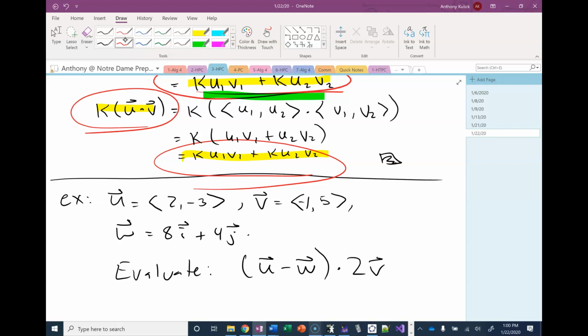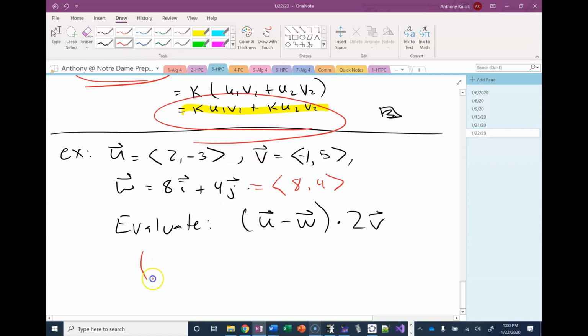So the first thing I would do is translate all of these vectors to the same form, and I would use component form. So I'm going to rewrite this linear combination vector as a component form vector. What is the component form vector for w? 8, 4. Wow. Okay. So now I'm just going to go ahead and plug in the component forms into my problem.